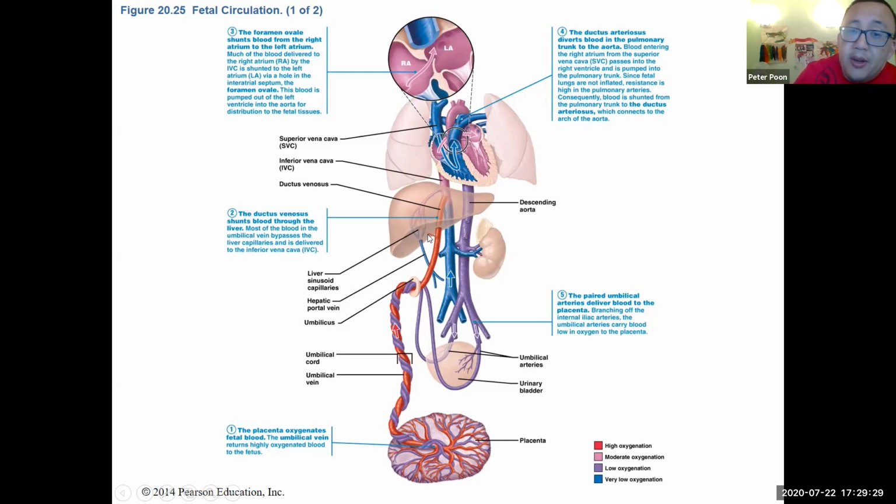Okay, so what I do is I have a shunt. I have two shunts. Okay, I have one shunt here. Okay, that is the foramen ovale. Okay, so I can go directly from right atrium to left atrium, and then from left atrium through the body. Okay, the other one is up here, the ductus arteriosus, where I divert blood from the pulmonary trunk into the aorta. Okay?